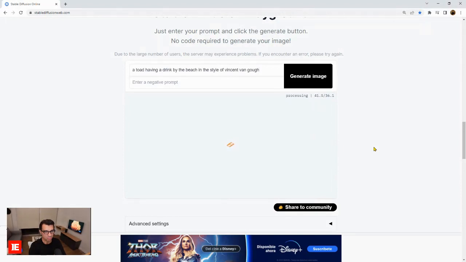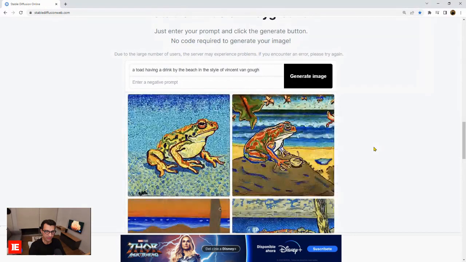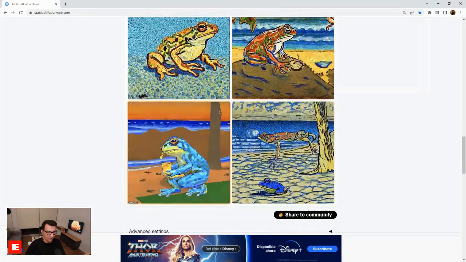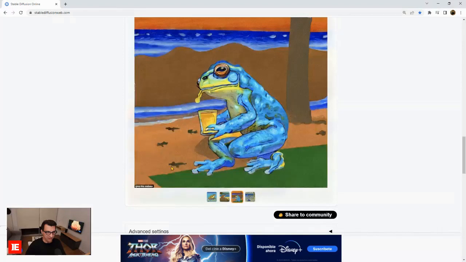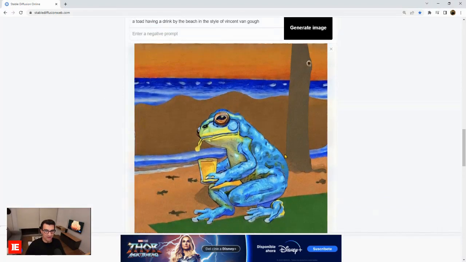All right. Wow. Okay. A toad having a drink by the beach in the style of Vincent van Gogh. All right, well, it gave us something. This one right here looks like he's having a good time. So, all right, well, that's what it is.